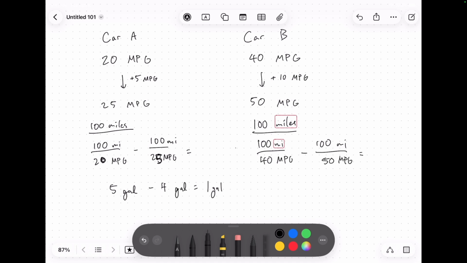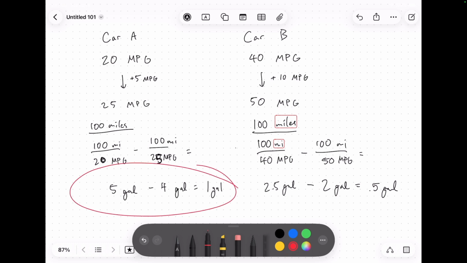And so 100 divided by 40, that's 2.5, minus 100 divided by 50, that's 2 gallons. And so this only saves half the amount of gasoline compared to doing car A. So this first switch is actually better, right? Even though it looks like you're only improving half as much as car B.